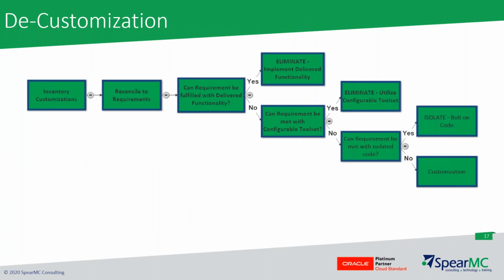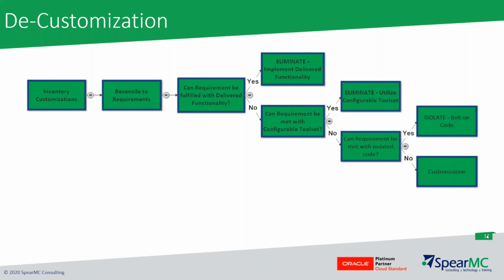So let's take a look at decustomization. This is a standard methodology that we use to consider how to do decustomization. You have to first inventory your customizations, and that's not a given. Sometimes people don't know what customizations they have. So that's the first thing, inventory your customizations, and there's ways to do that with doing compare reports and that sort of thing. You can compare it to functional requirements and then reconcile them. Are those requirements still needed? For those that are needed, can they be fulfilled with delivered functionality? Yes or no? If they can be delivered or fulfilled with delivered functionality, then great. Just eliminate the customization and move towards delivered functionality.